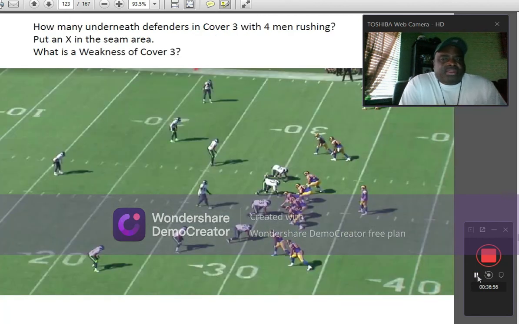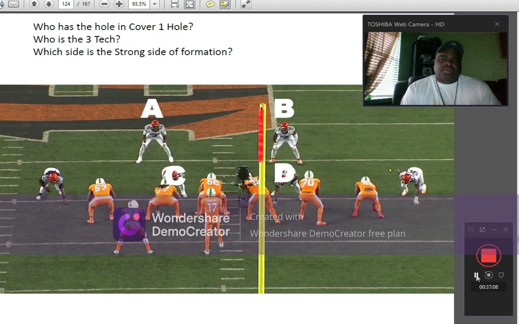How many underneath defenders in cover 3 with a 4-man rush? Put an X in the seams area. What is the weakness of these coverages? When you're installing or deploying the 4-2-5, who has the hole in cover 1? Who is the 3 technique? What side is the strong side of the formation?